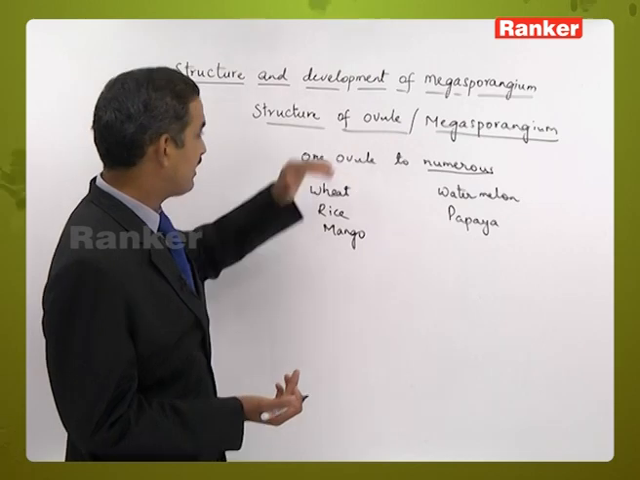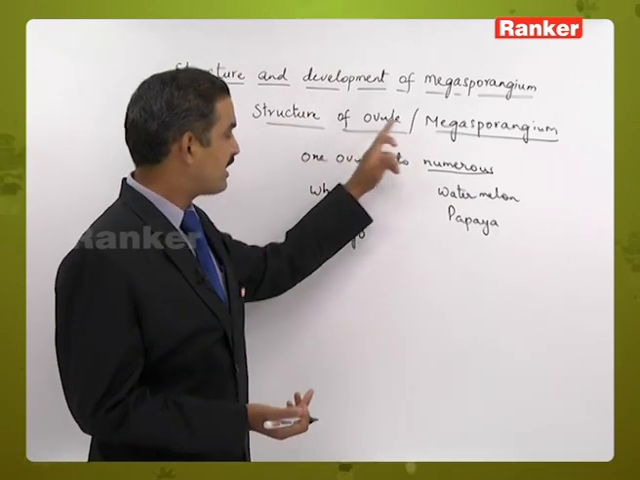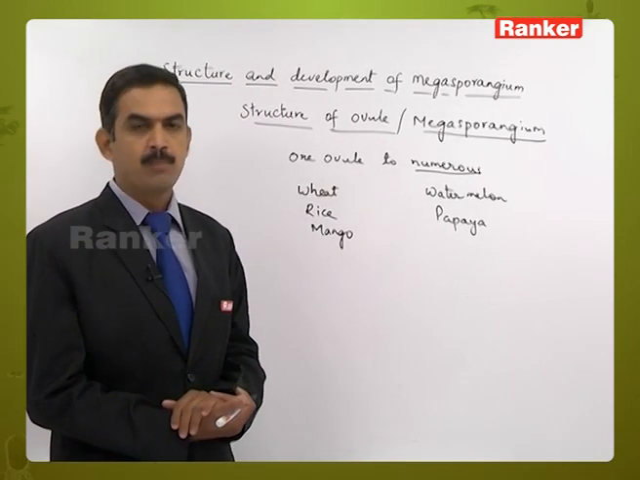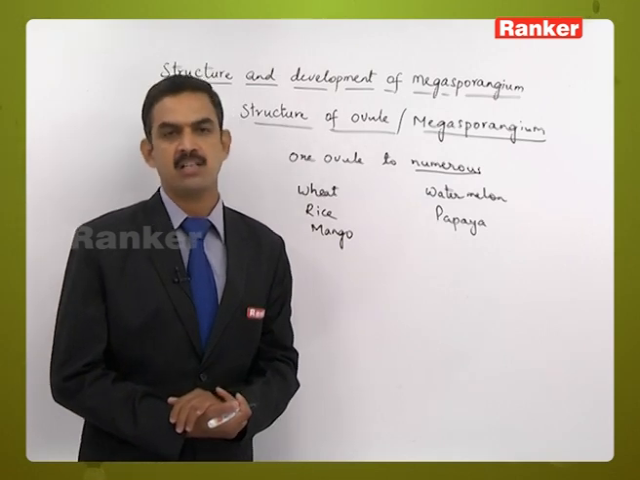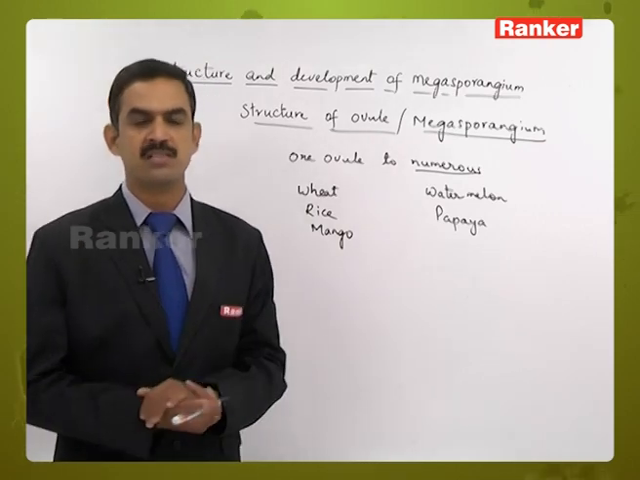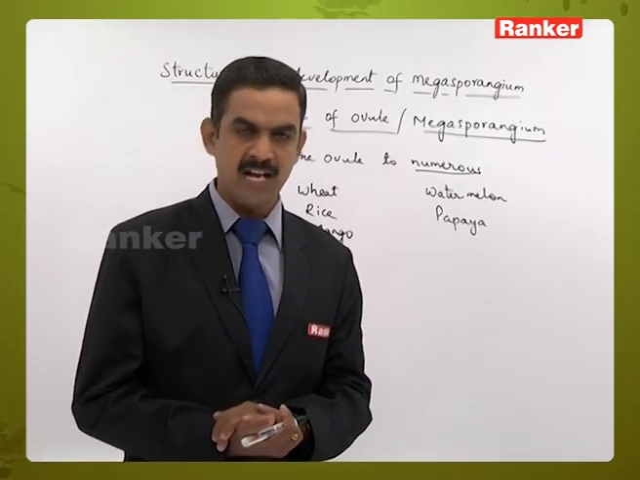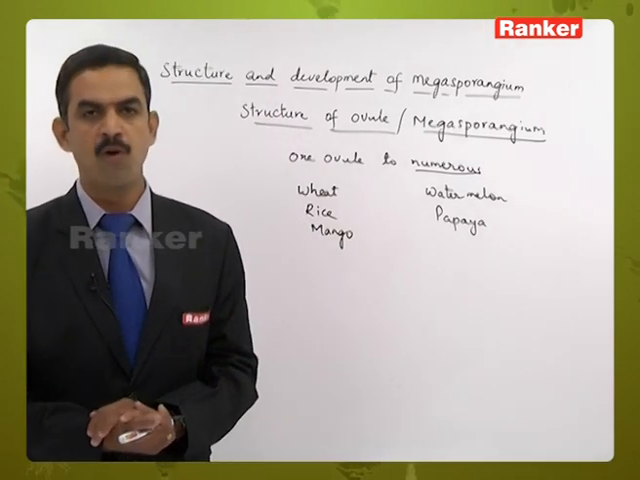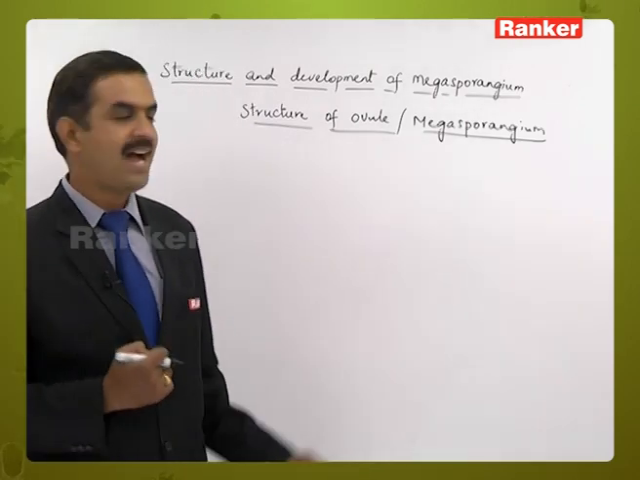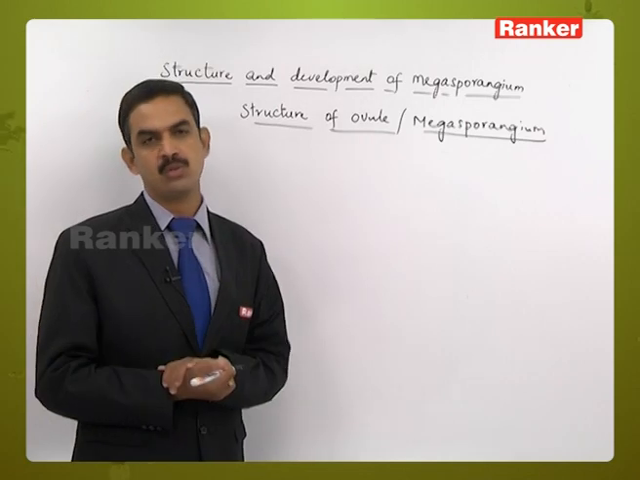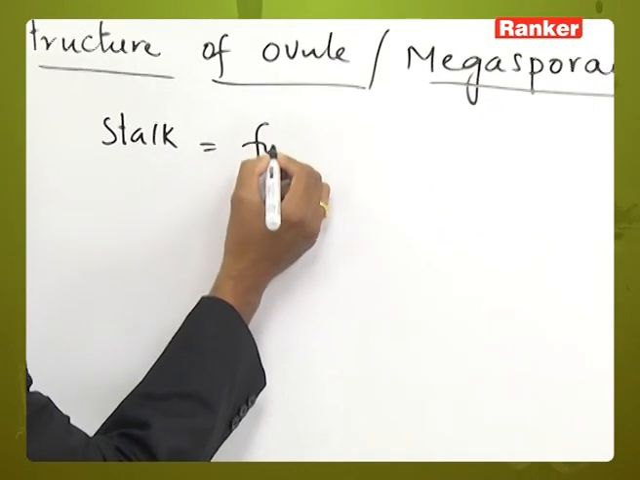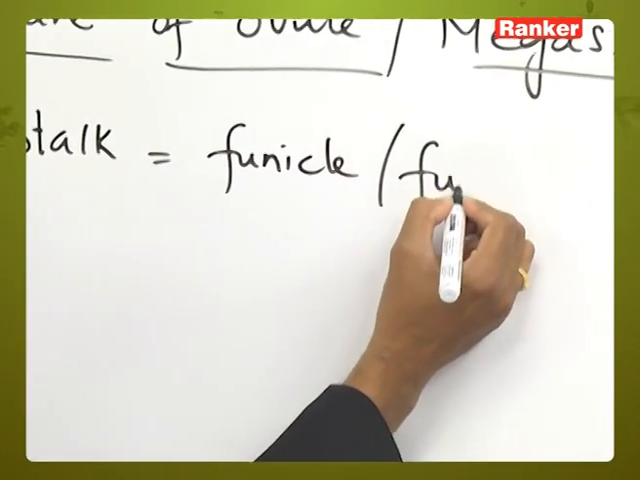So here let us come to the structure of ovule, and ovule is otherwise called integumented megasporangium. Presence of ovule is a characteristic feature present in both gymnosperms and angiosperms, that is, in the phanerogams or spermatophyta group of plants. Each ovule contains a stalk like structure which helps in attachment of the body of the ovule to the placenta. That stalk of the ovule is called funicle or funiculus.